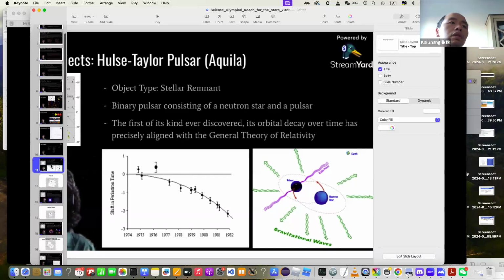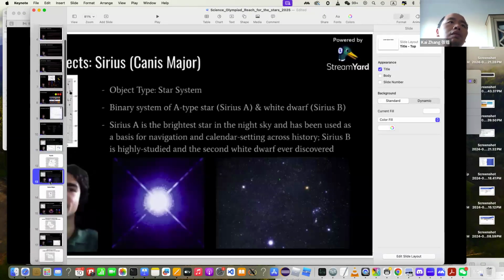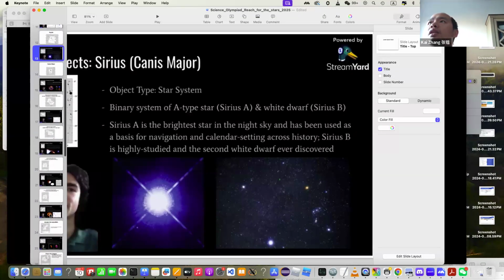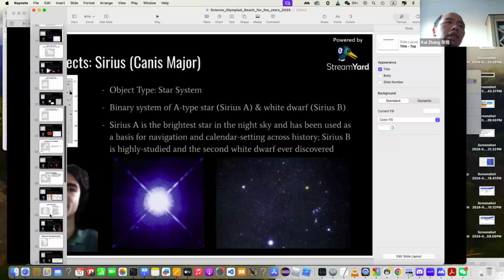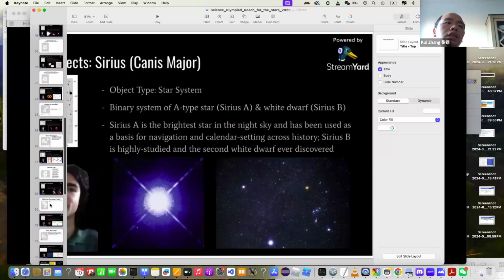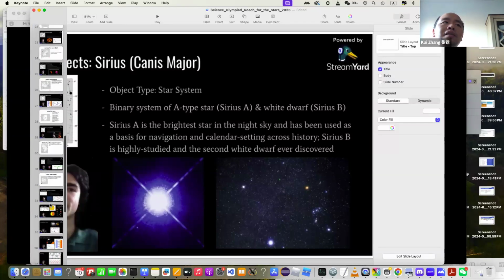Okay, so for the 12 objects, please pay close attention to the object type, what kind of star or star remnant it is, and why they are special. So try to put that down in your cheat sheet. Okay. So we have 10 minutes left. So let's use the final 10 minutes for some Q&A. If you have any questions, please feel free to ask.